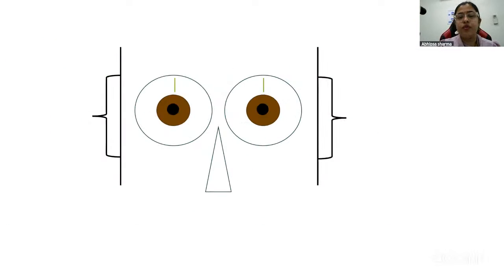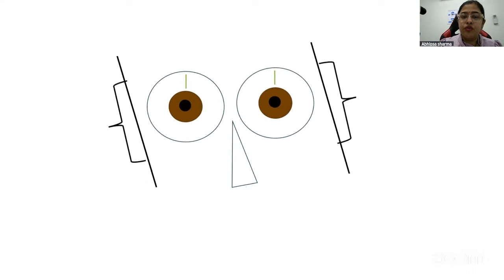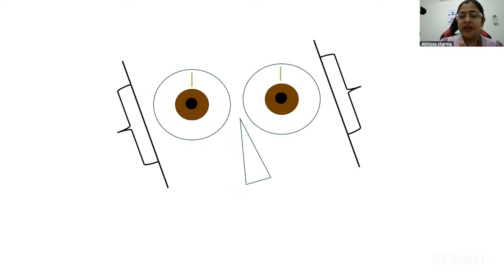Next, what we have to talk about is cycloversion. So what is a cycloversion? It is whenever you are tilting the eye. So what will happen when you are tilting your head towards one side? Wherever the head is tilted, that eye is going to intort and the opposite eye is going to extort. That is how a cycloversion will happen.